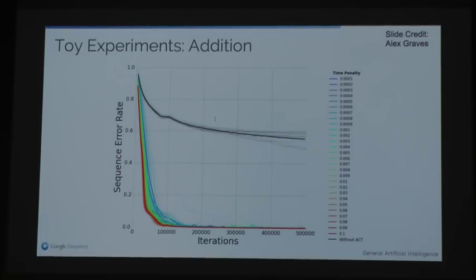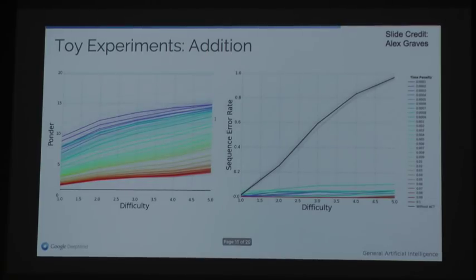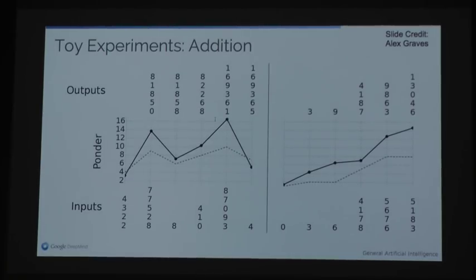For the various different penalties, the rainbow gives you how much I penalized the network for taking longer. All of those solve the problem. In this case, the ones with a higher time penalty solved it quicker, which I think is because they were pushed into a more efficient algorithm. When I analyzed it further and looked at what happens as you increase the difficulty, which in this case is just the number of numbers being added together, versus how long the network thinks for, you could see a very clear, more or less linear relationship between the complexity of the task and the amount of time it's thinking for. And you could even go into a single example and look at exactly where it decided to think.